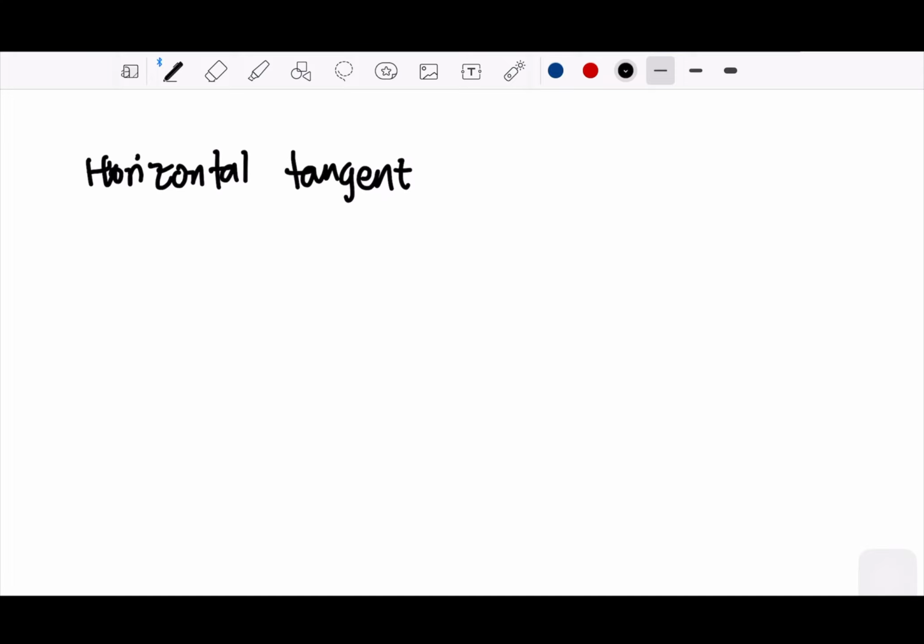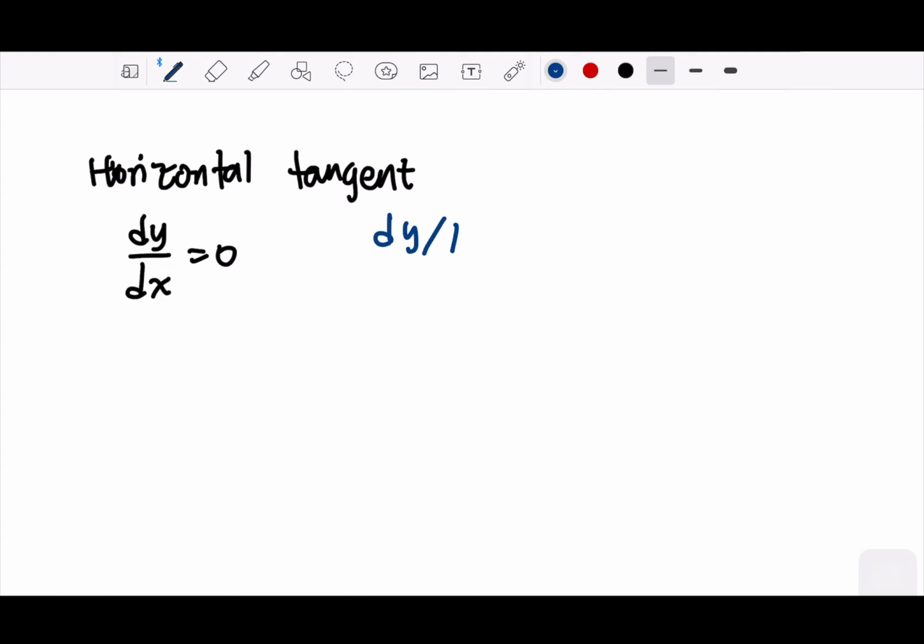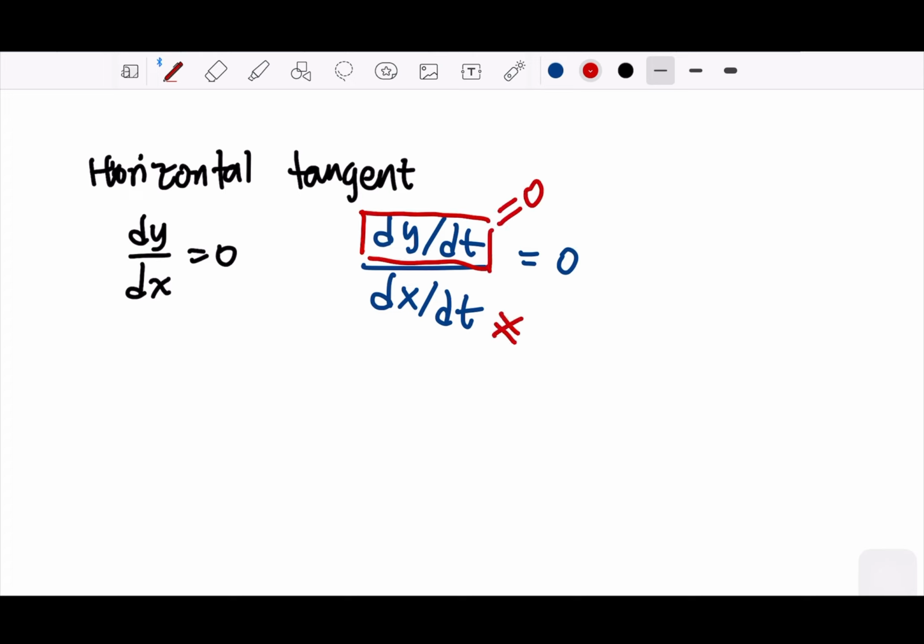So a horizontal tangent is when the slope is 0, right? But in our case, if we look at the parametric equations, we will have 2 components. To make the slope 0, the top equation here should be 0, and this one not 0. So that's the horizontal tangent.